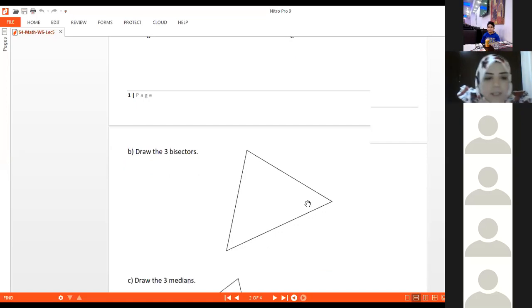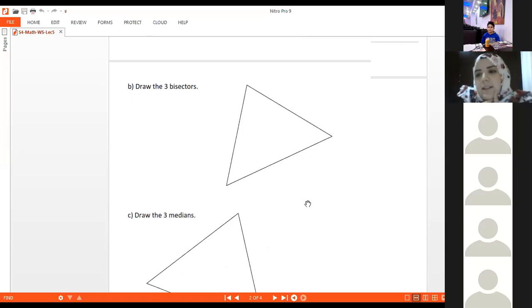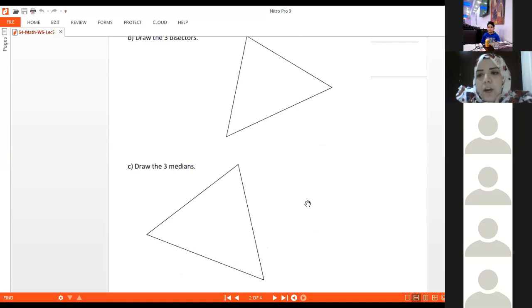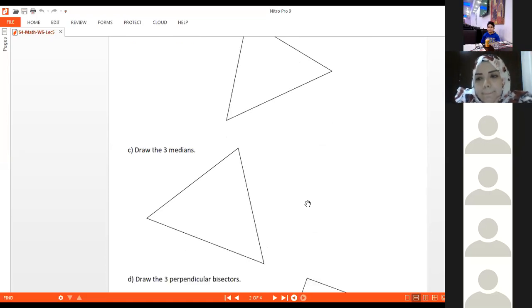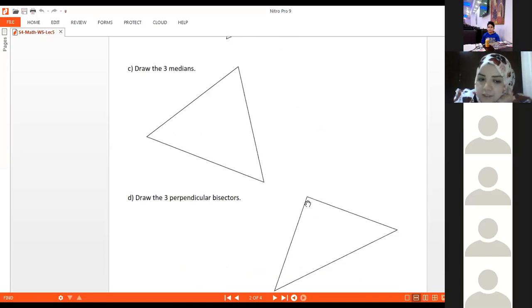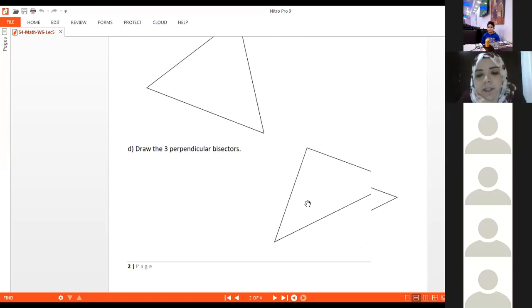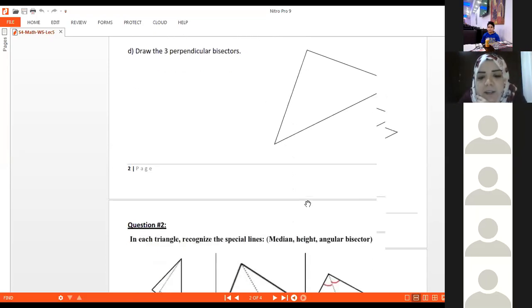Yes. Now to draw the three medians, it's also a line drawn from the vertex to the midpoint of the opposite side. Do you agree? Yes. And what do we use in the medians? A ruler. Very good. The perpendicular bisector, is it necessarily going to pass through the vertex? No. Now let us look at question number 2.